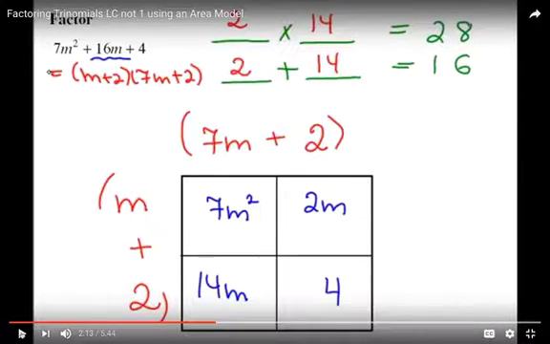If we multiply 7m plus 2 times m plus 2, we get 7m squared plus 2m plus 14m plus 4, which simplifies to 7m squared plus 16m plus 4. It's easy to multiply. It's a little bit more difficult when you're trying to factor, when you're trying to find that length times width. We have to be very thoughtful. Let's look at another example.